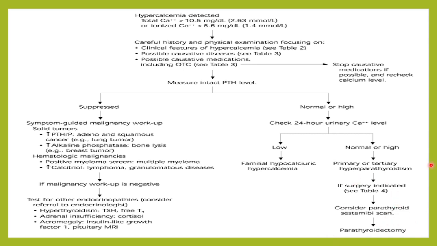Suppose when you do the 24-hour urinary calcium and that is also high or normal, that suggests more of a hyperparathyroidism. If the PTH is suppressed, first you work out whether it could be because of certain malignancy, look for the risk factors for malignancy, and find out whether it is because of any kind of cancer. And if the malignancy workup is negative, then you search for other causes like other endocrinopathies, etc., which can also lead to increased calcium, which are not parathormone dependent. This is how we will evaluate a case of hypercalcemia.